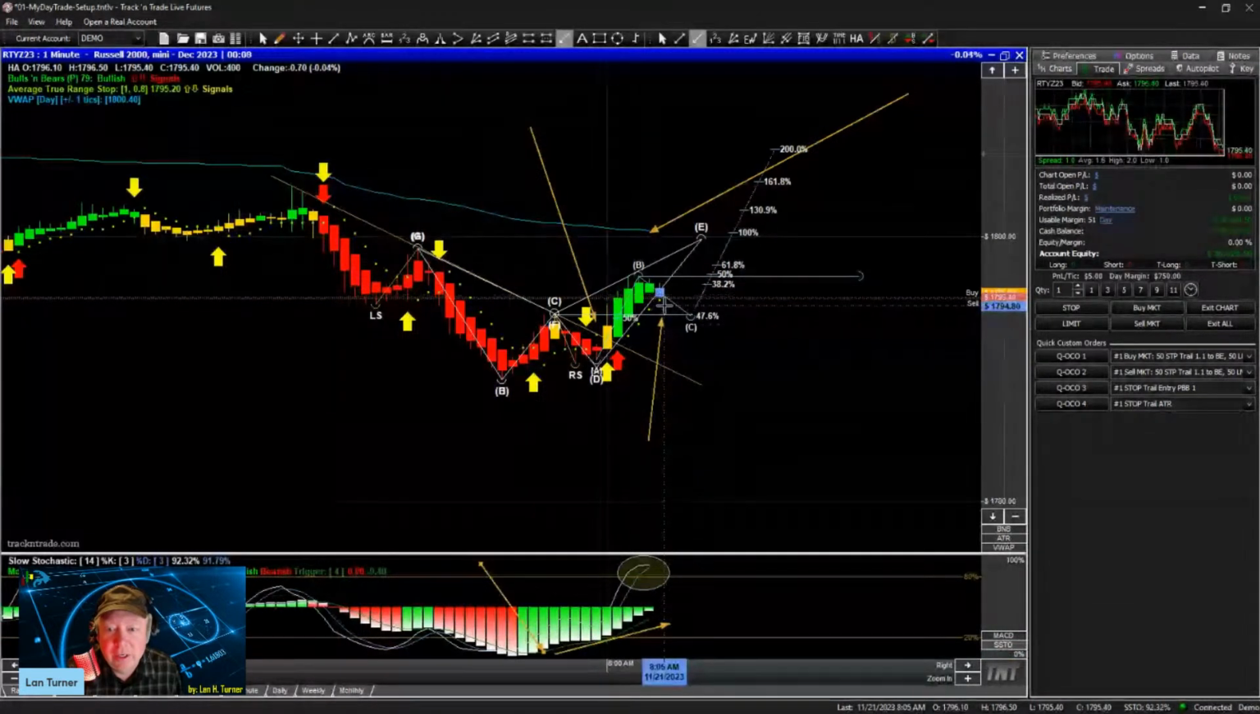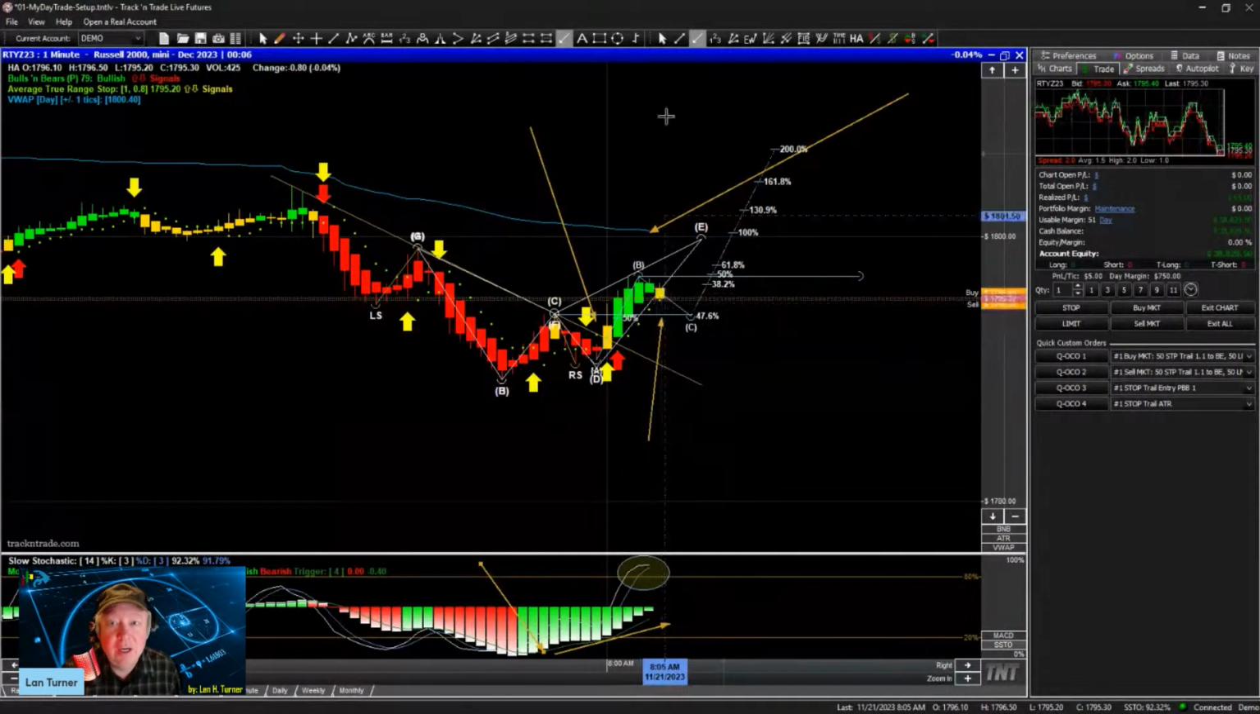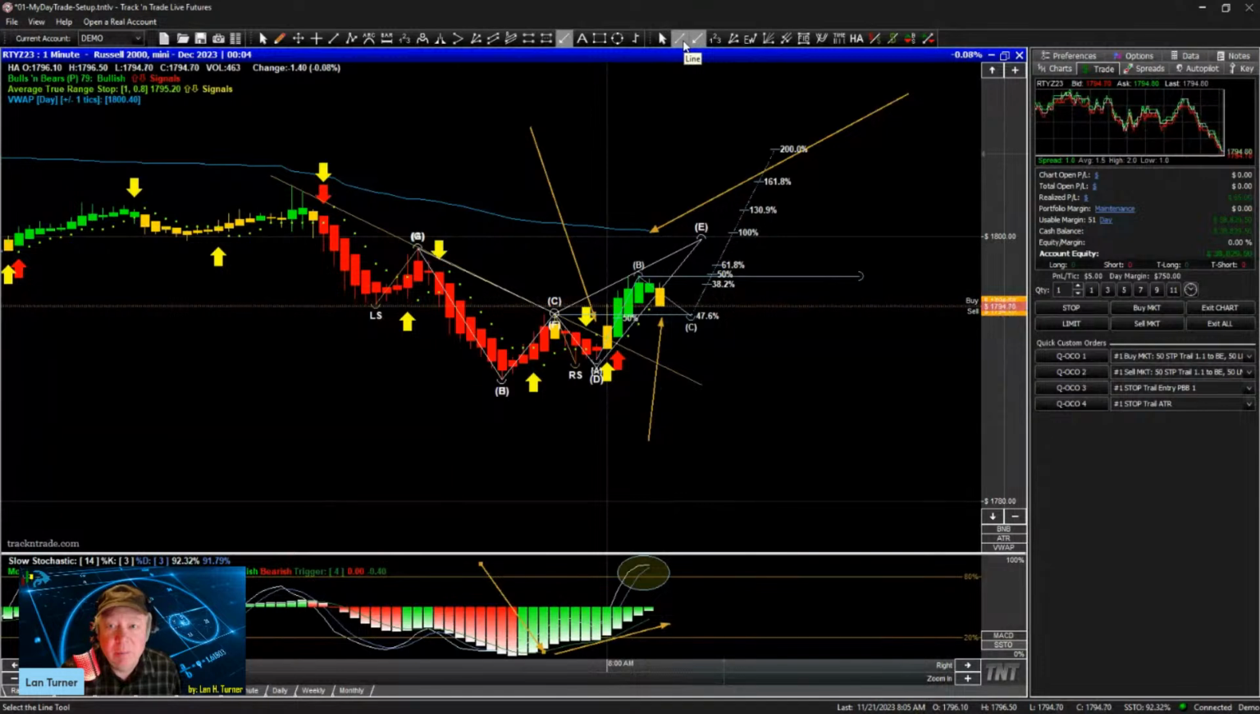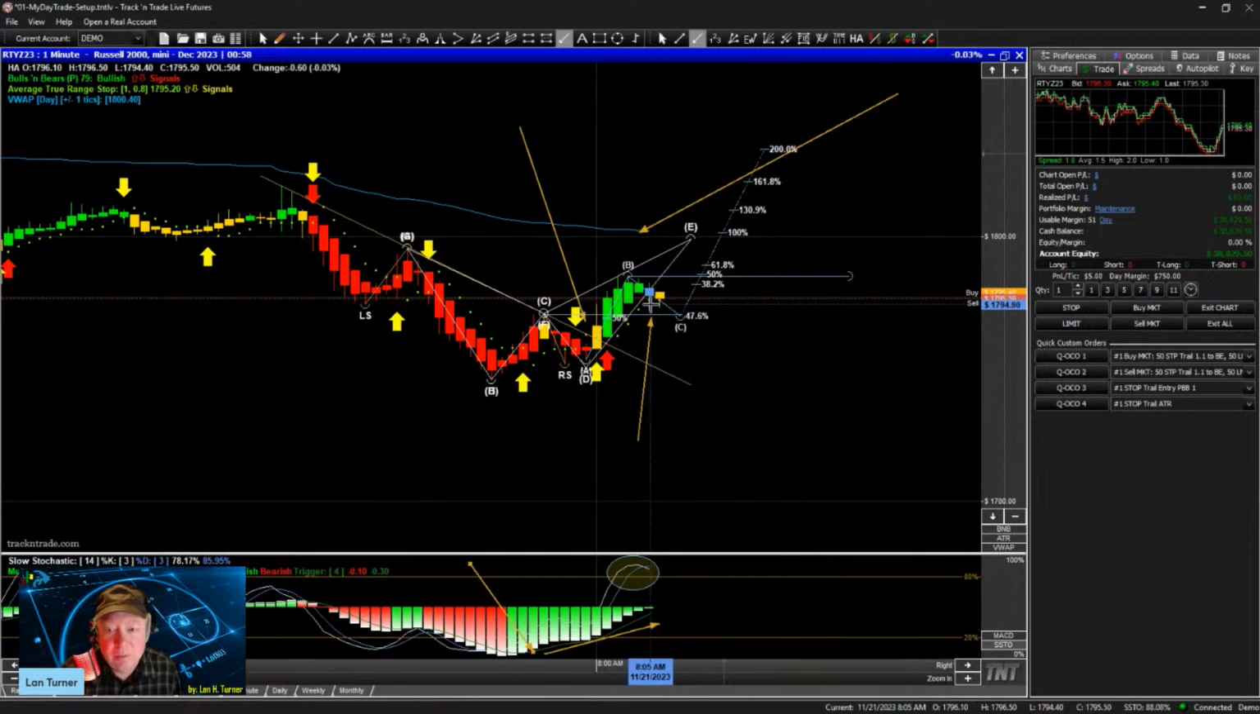Well, what we're going to look for here is to see if it's going to break that green dot or not. Okay, it broke it. Now is it going to close below it? Got 2 seconds, 1 second. No, it did not close below it.